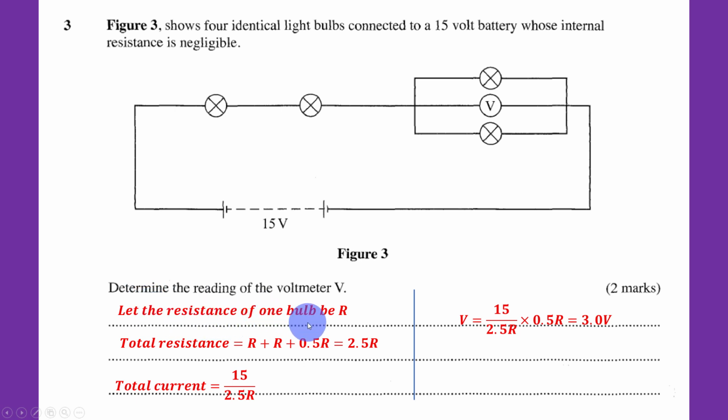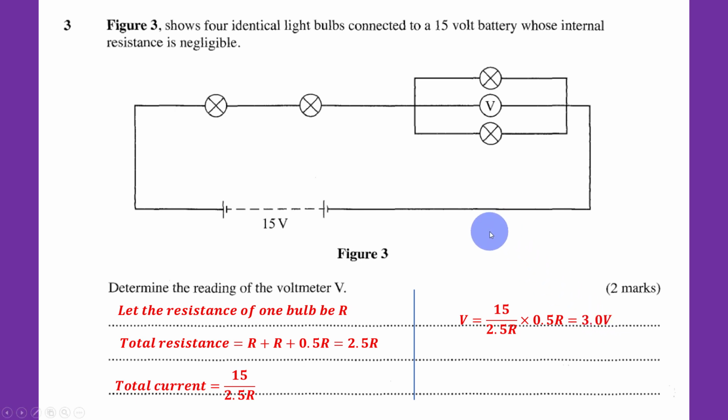So let the resistance of one of the bulbs be R, and you can see that the total resistance is given as we have discussed. Total current is therefore equal to 15, voltage, divided by total resistance, 2.5 R. Therefore, the reading of V will be equal to the total current flowing in this branch, which will be the current over here, times the total resistance here. So it will be 15 over 2.5 R, this will be the current, times the resistance in that branch, and we get 3.0 volts. And for that, you're given 2 marks.